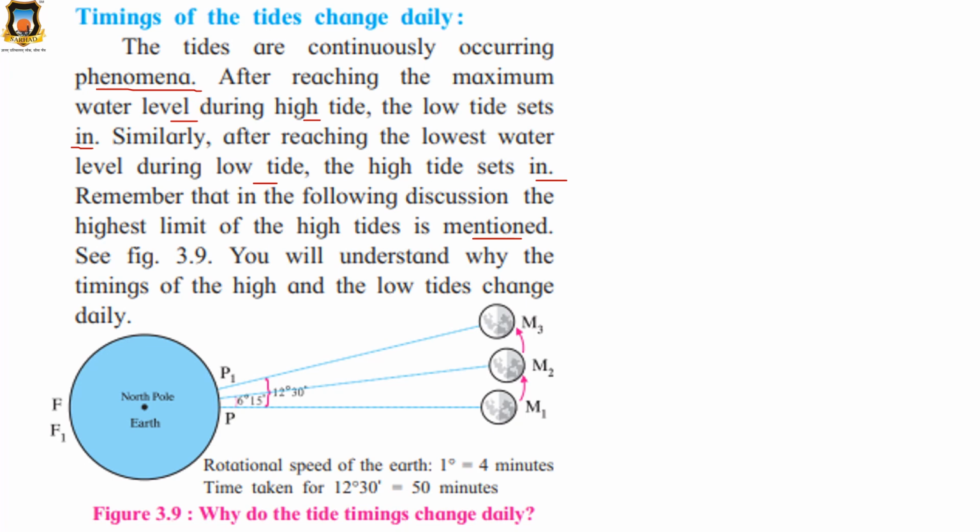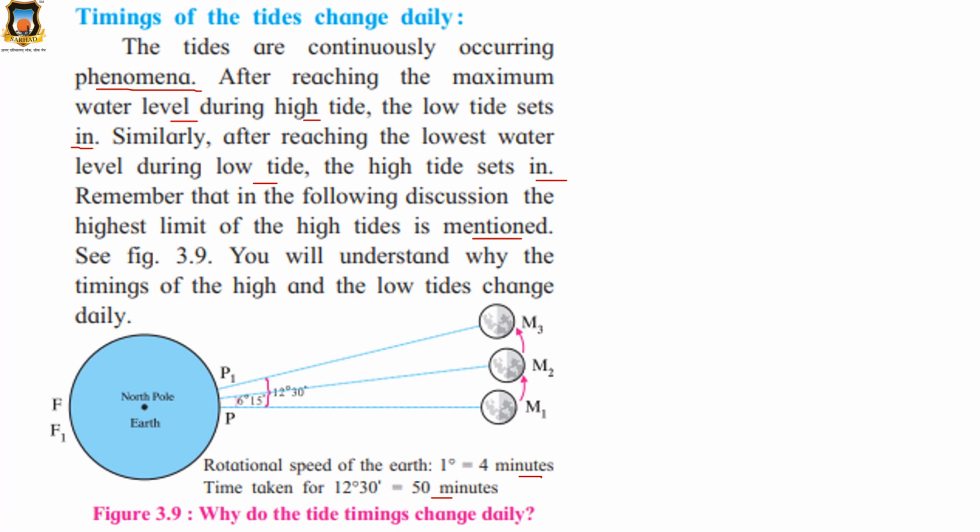This is Earth. Rotation speed of the Earth: 1 degree is equal to 4 minutes. Rotation speed, what? 1 degree is equal to 4 minutes. Time taken for 12 degree 30 minutes is equal to 50 minutes. To rotate the Earth, the time taken for 12 degree 30 minutes means 50 minutes. Can you see all this? Can you see everything?